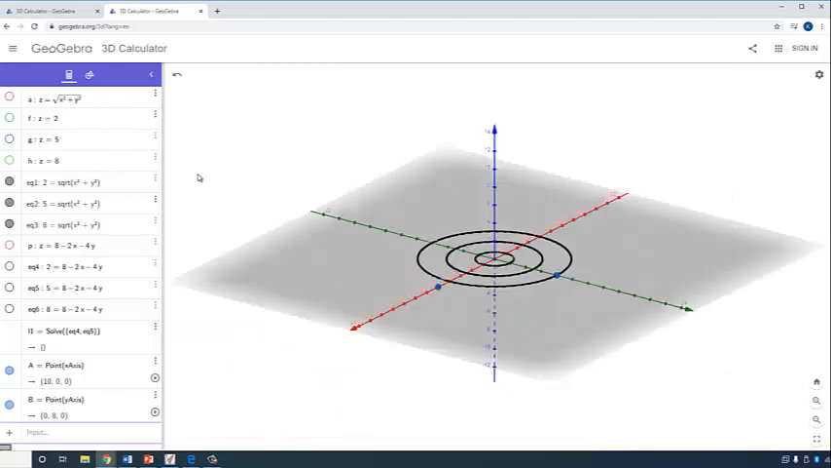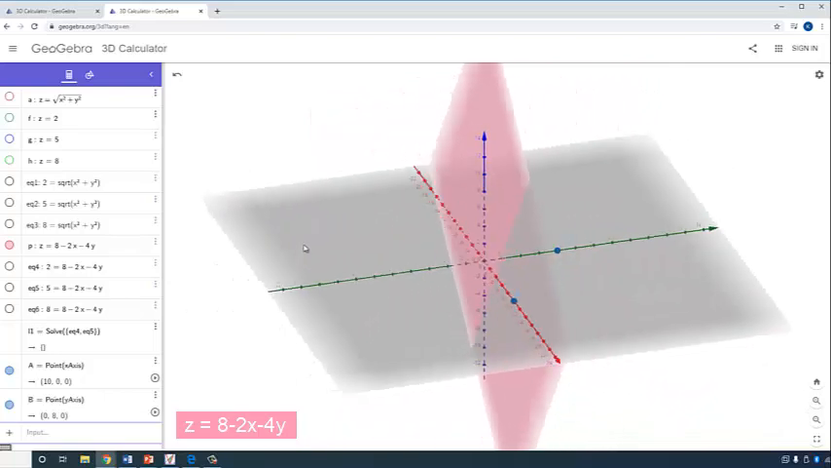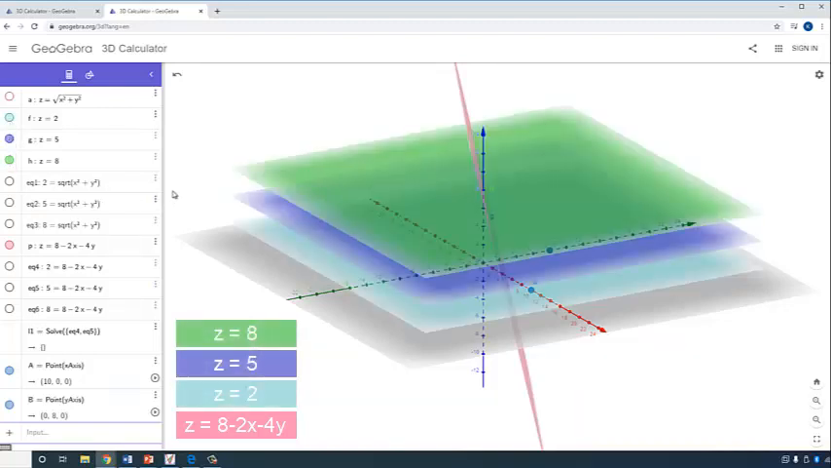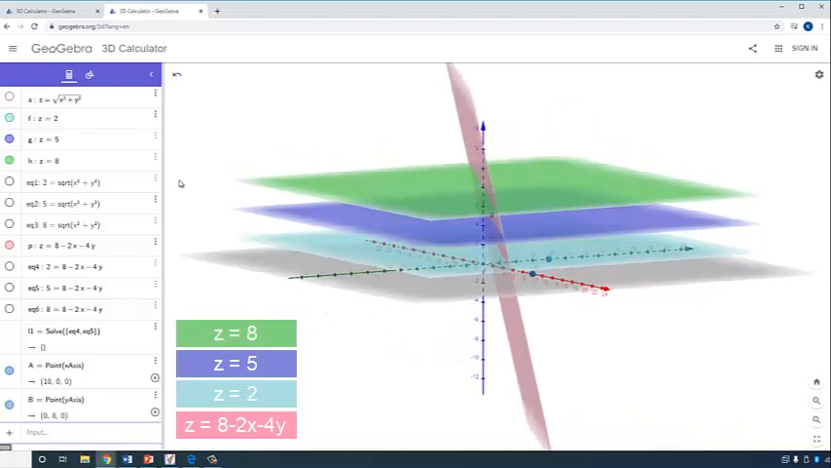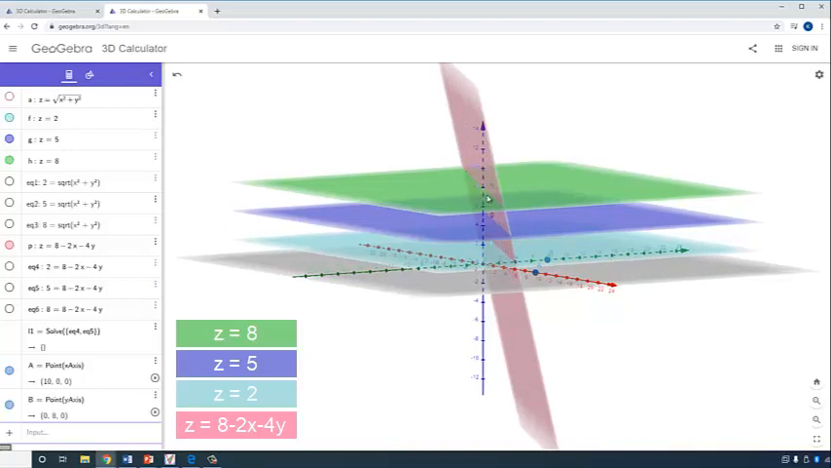All right, let's compare that to the case where our surface is a plane. So I'm going to get rid of these guys. Here we have our surface as a plane. You can see it there, and we're going to intersect it with those same horizontal planes, z equals 2, z equals 5, and z equals 8. In this case, you can see that those intersections are lines, right? What we're getting when we intersect this pink plane with our horizontal planes, those intersections are lines.